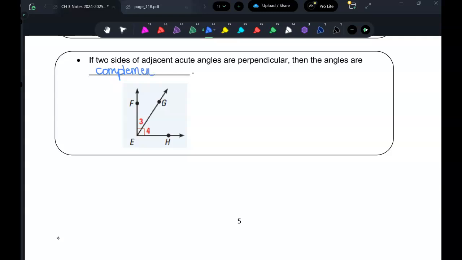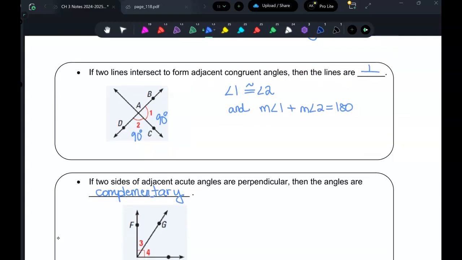Okay, so just like in the last chapter, you had some vocabulary. You still need to remember those terms because as we know in math, everything builds. Congruent angles are just the same measure. Okay, so that's why these were both 90 and 90.